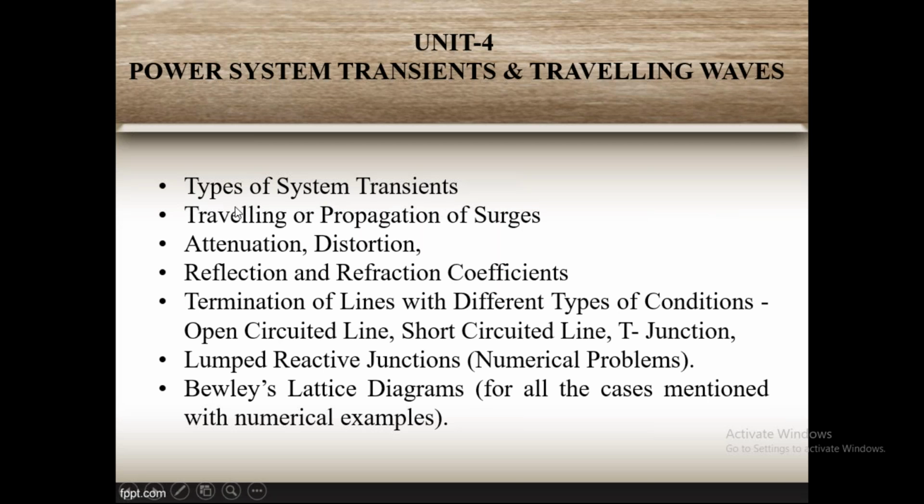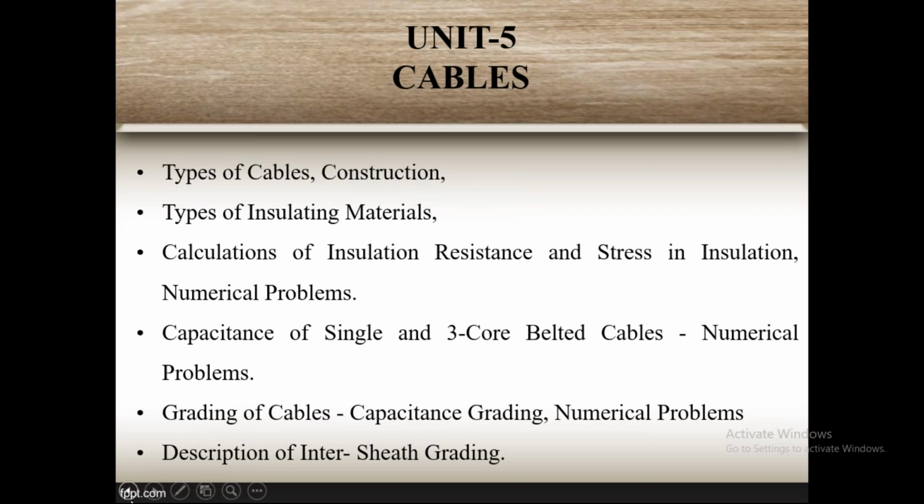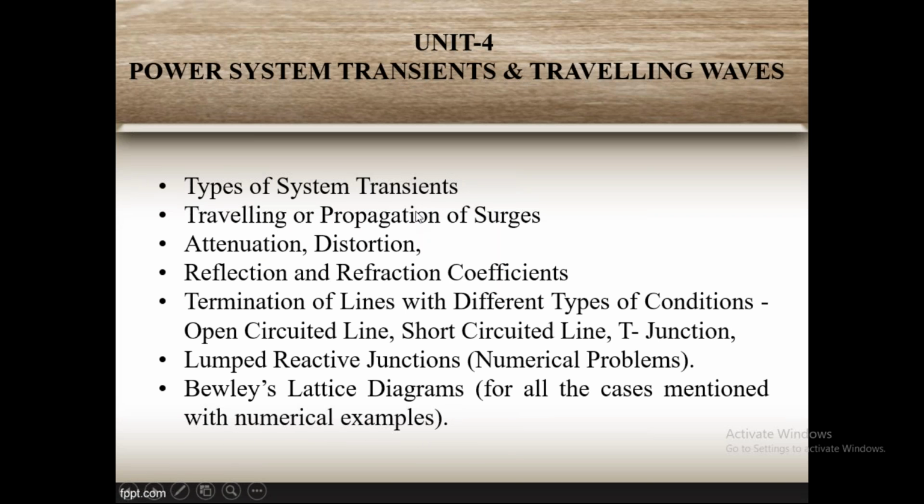The first one is types of system transients. A transient is a disturbance with a short time period. We are going to study what different types of disturbances happen in the transmission system, and the traveling and propagation of surges. It means whether the sinusoidal waveform stays pure throughout the entire process or there is any deviation; that is called surges.